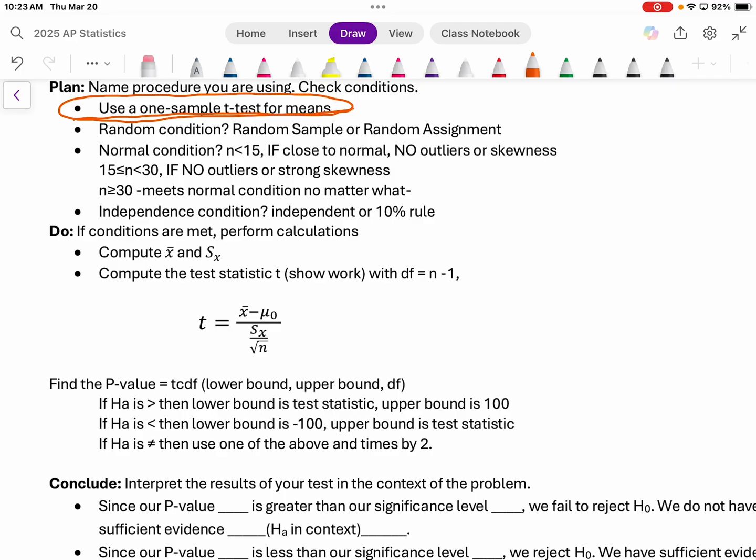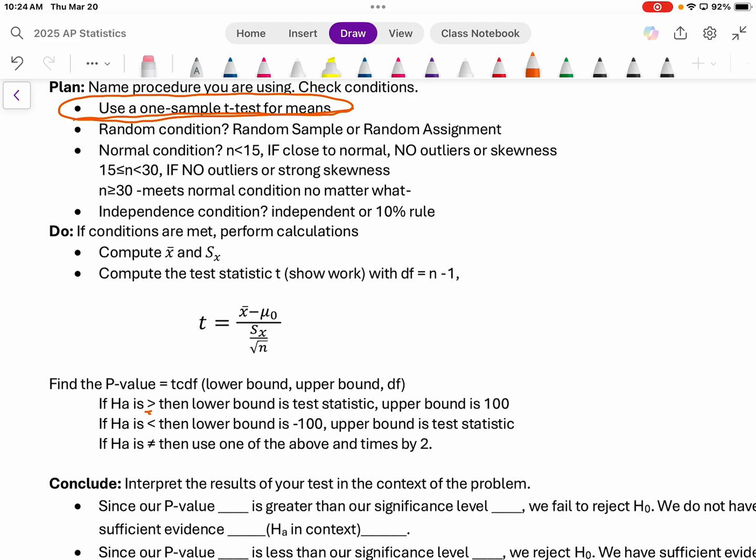As we look at setting up our TCDF, what's your upper and lower bound? Again, it's all based off of what inequality you're using. If your HA is greater than, then your upper bound should be 100 and your test statistic is the lower bound. If your HA is less than, then your lower bound is negative 100 and your upper bound is the test statistic.